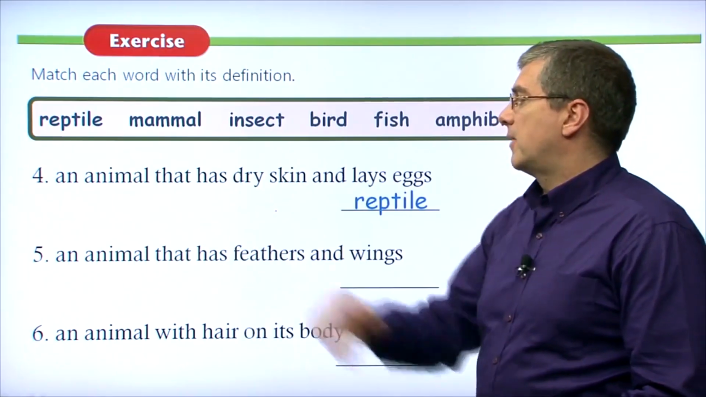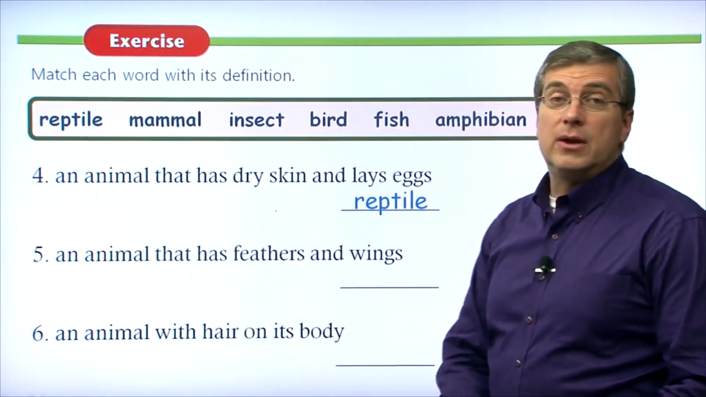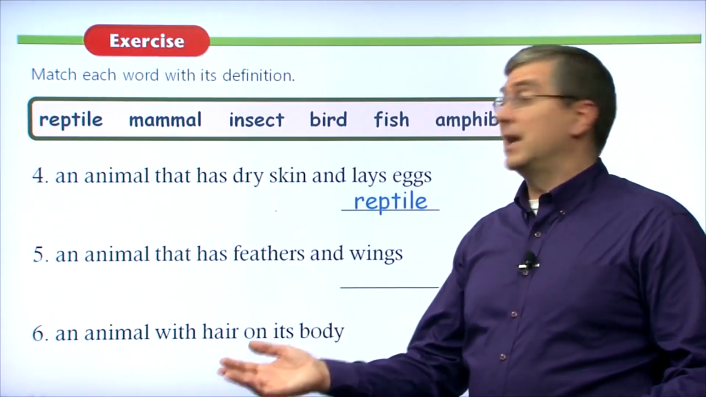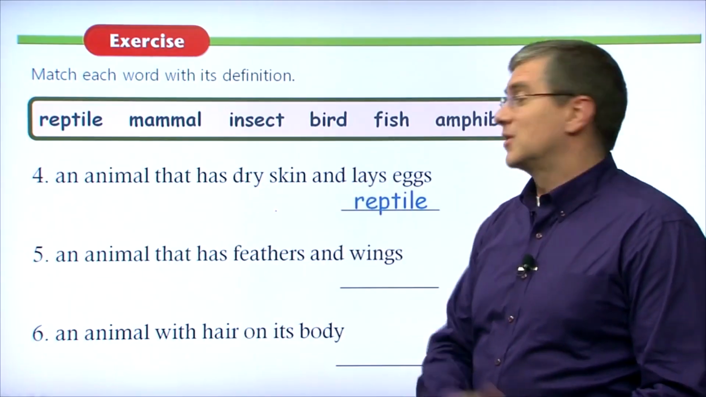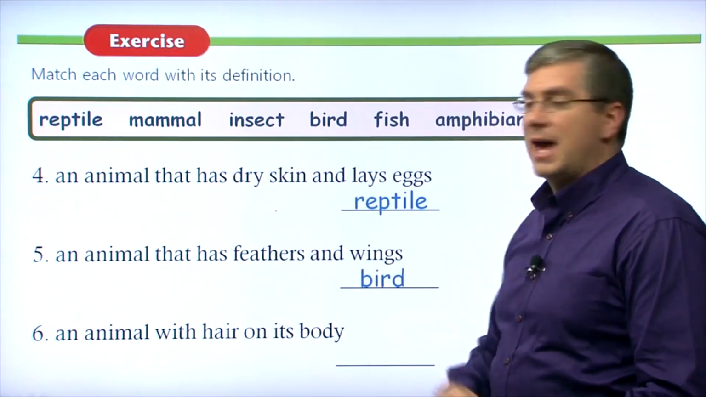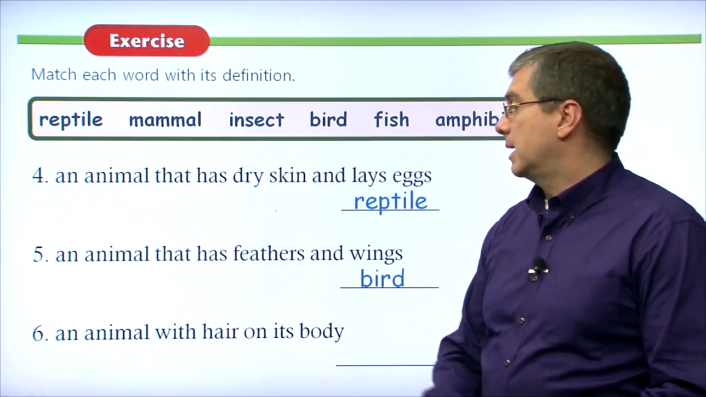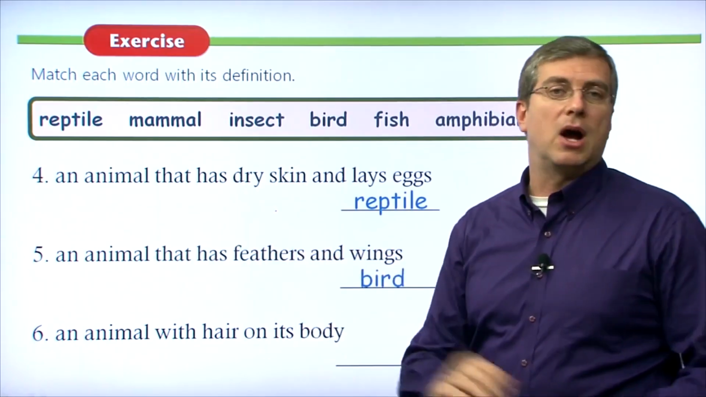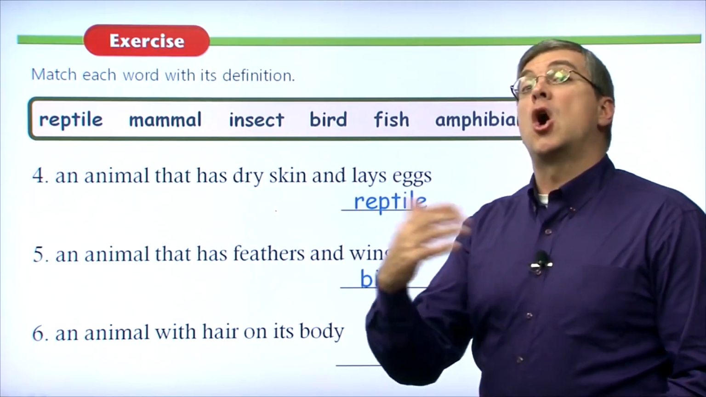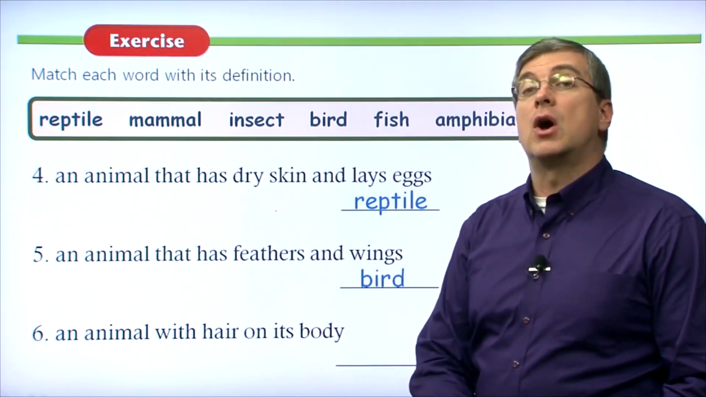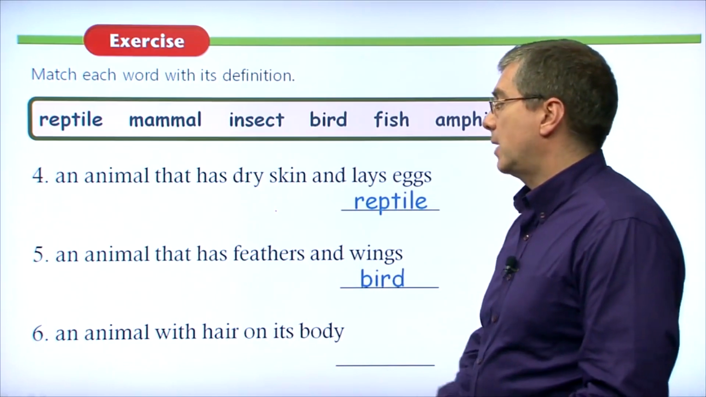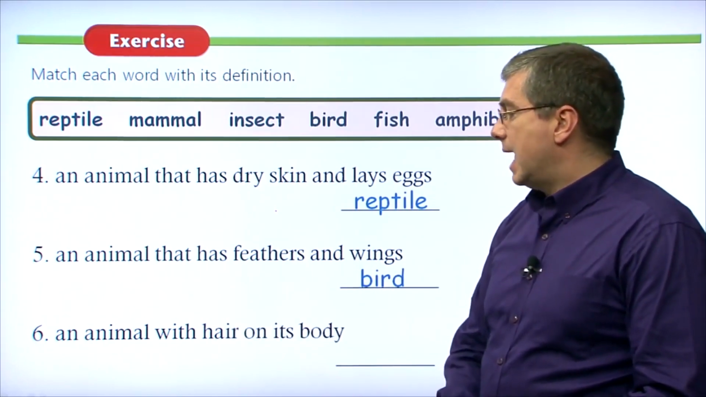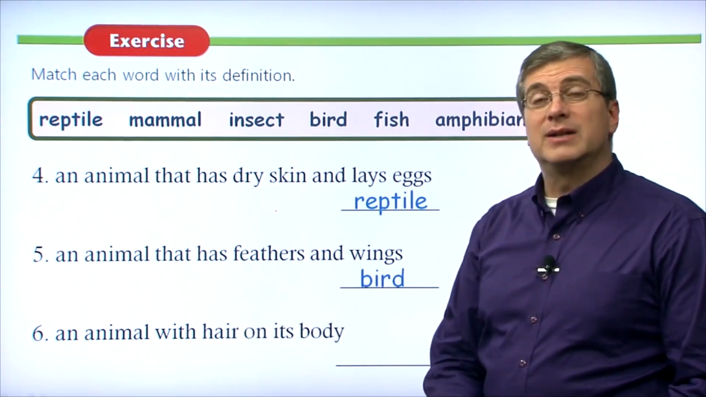Okay. Number 5, an animal that has feathers and wings. Well, and it also lays eggs, by the way, of course. So that was the other one we were talking about. That, of course, is a bird, right? A bird is an animal that has feathers and wings. That's pretty obvious, right? By the way, it also lays eggs. Birds also lay eggs.